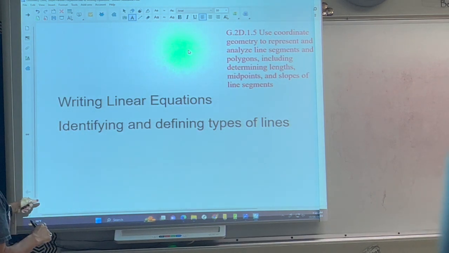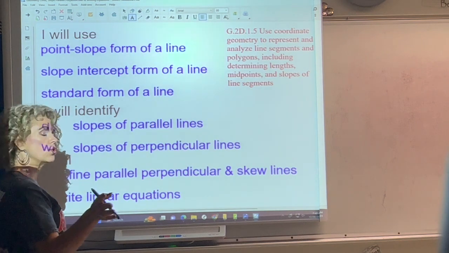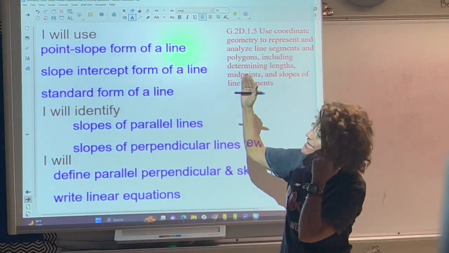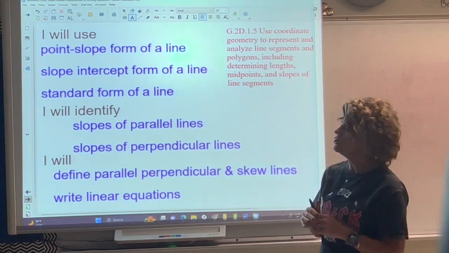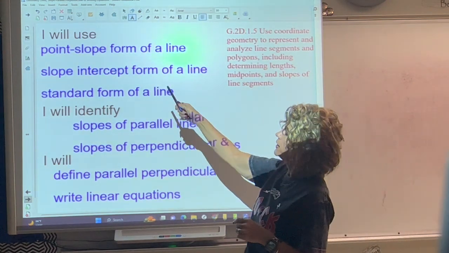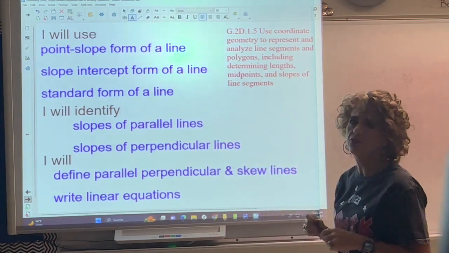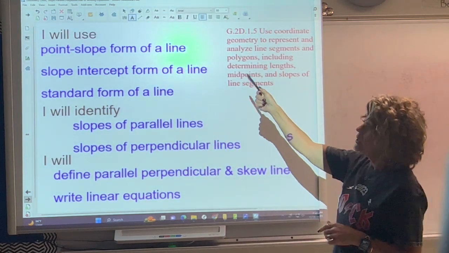We have some I can statements. You need to be sure and write these down, because by the end of this lesson, these are the skills that you're going to utilize. It says "I will" because you're writing it for you: I will use the point slope form of a line.